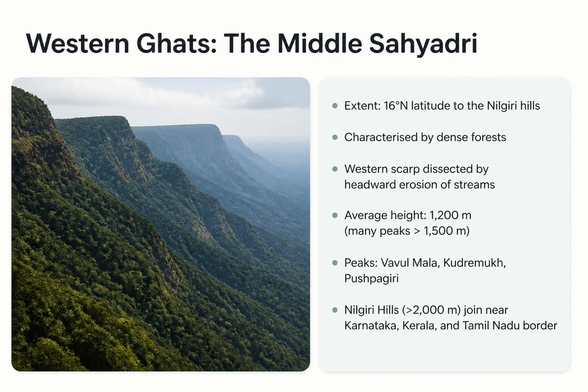Moving south, we enter the Middle Sahyadri, extending from the 16th parallel north down to the Nilgiri Hills. This section is characterized by incredibly dense forests. The western scarp here is highly dissected due to the headward erosion of fast-flowing streams. While the average height remains around 1,200 meters, numerous peaks like Vavul Mala, Kudremukh, and Pushpagiri surpass 1,500 meters. At the southern end of this section, the Nilgiri Hills abruptly rise to over 2,000 meters, marking the exact convergence point of the Western and Eastern Ghats at the tri-junction of Karnataka, Kerala, and Tamil Nadu.